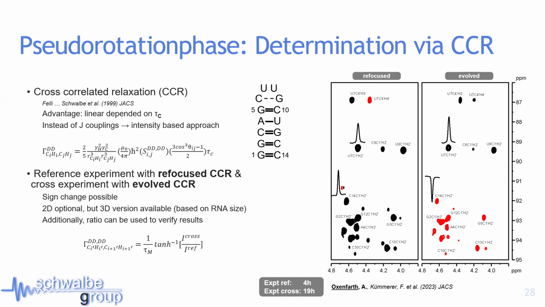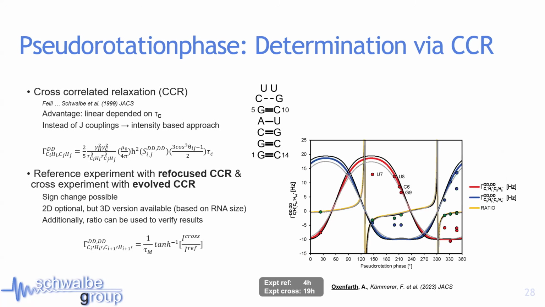And then we can just simulate the curves again, take a minimization function and see, oh, this is not a perfect match, indicating there's again some averaging going on. We don't have completely C2 prime endo, mainly C2 prime endo, but not completely. So there's another conformation in here as well.